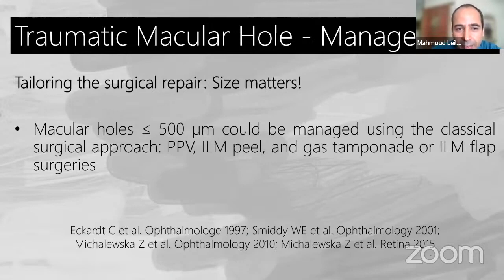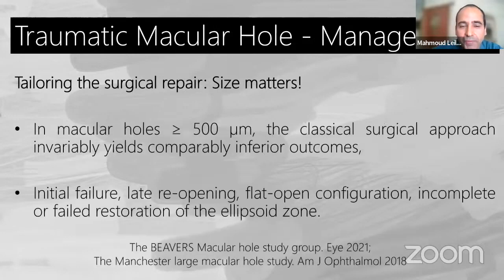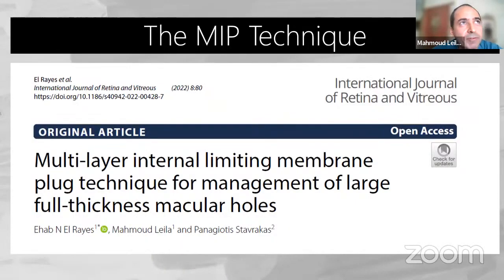In cases of macular holes less than 500 microns, this could be managed using the classic approach, vitrectomy, ILM peel, and gas tamponade, or an alternative ILM flap surgery. More than 500 microns, the classic surgical approach invariably yields inferior outcomes with higher incidence of initial failure, late reopening, flat open configuration, incomplete or failed restoration of the ellipsoid zone. For this particular type of holes, we have introduced the technique of a multi-layer ILM plug in the year 2020.